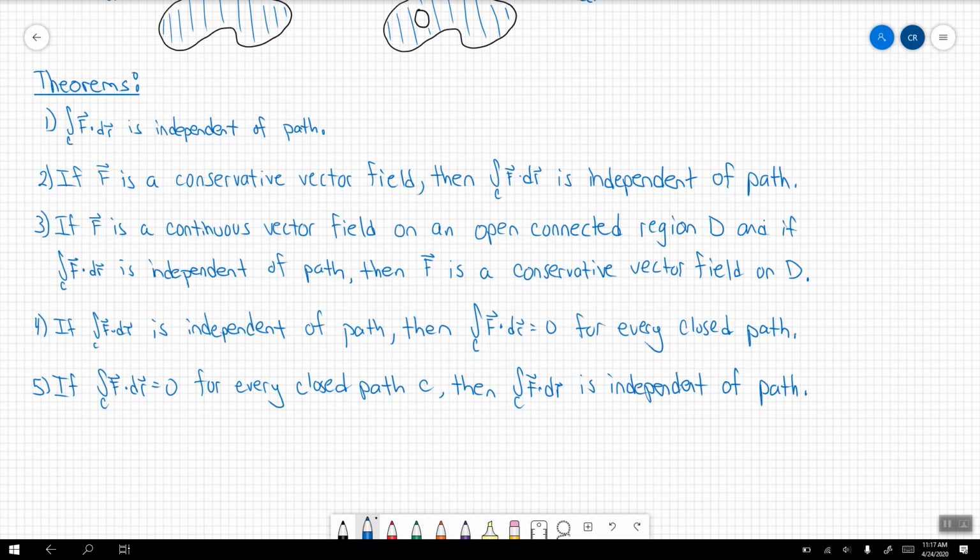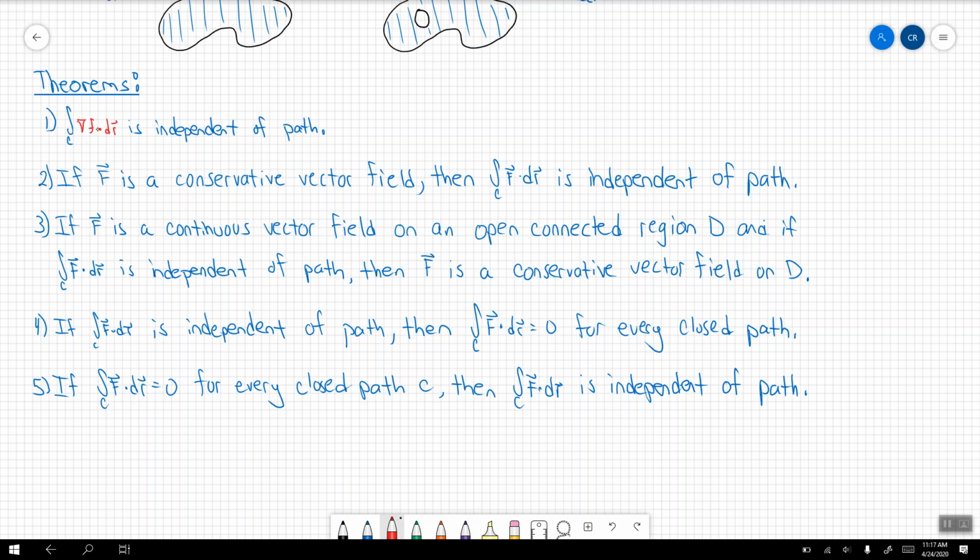So the first theorem that we look at is that if we're looking at a line integral, and I just realized I made a fudge here. So if we're looking at the line integral for a potential function with respect to dr, then this is going to be independent of path.